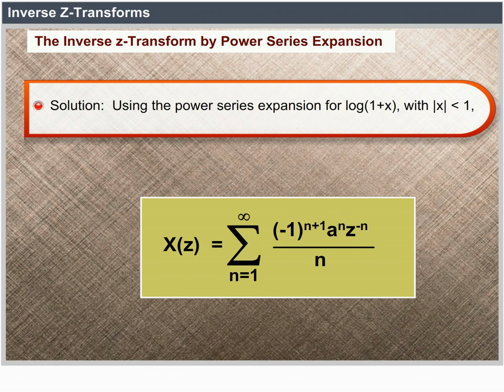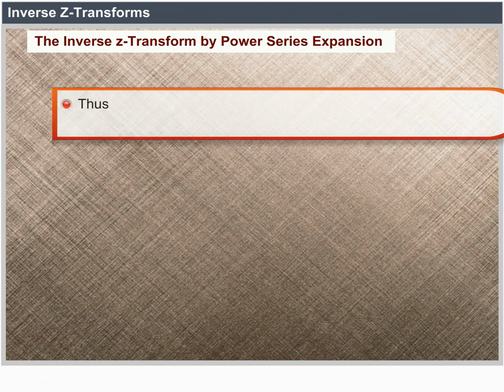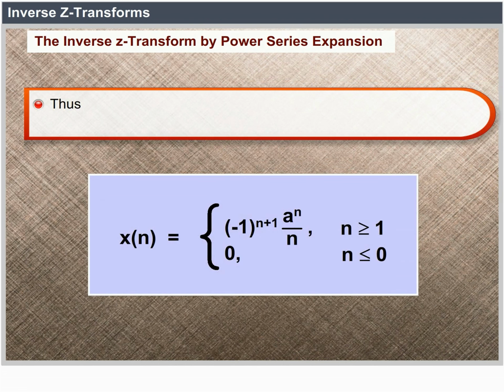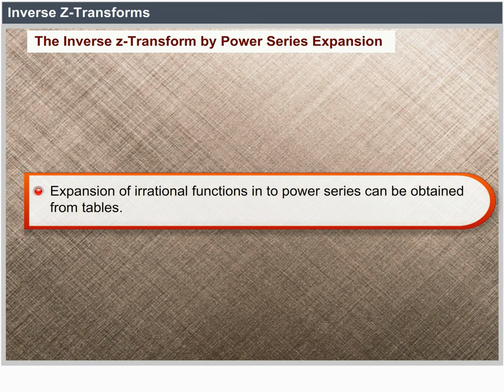Thus x(n) = (-1)^(n+1) a^n/n, where n is greater than or equal to 1, and 0 for n less than or equal to 0. Expansion of irrational functions into power series can be obtained from tables.